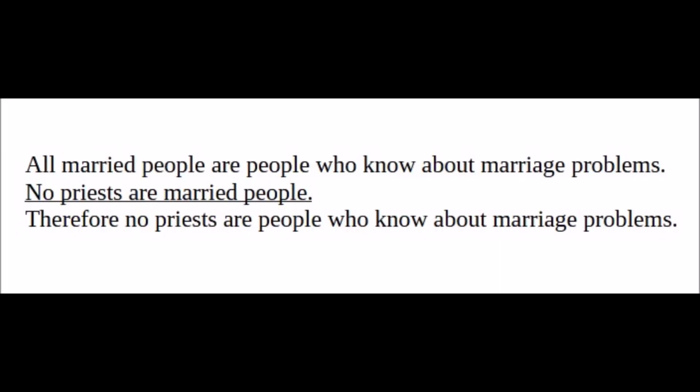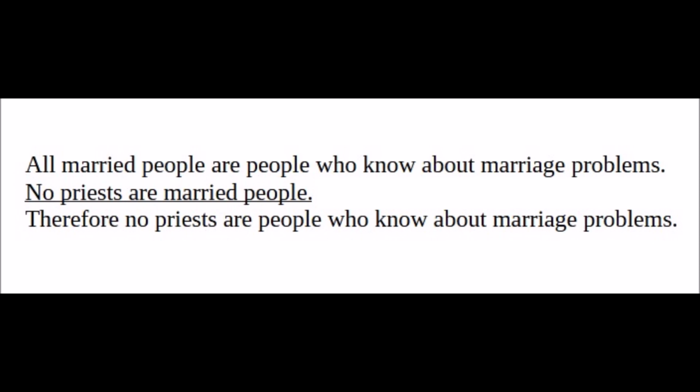All married people are people who know about marriage problems. No priests are married people. Therefore, no priests are people who know about marriage problems. Here I see a premise that is affirmative while the other is negative. The conclusion is also negative like one premise, and universal like the premises, so we don't have a problem there. Looking at distribution, the middle term of married people is distributed twice as a universal subject and as a negative predicate. So one more test.